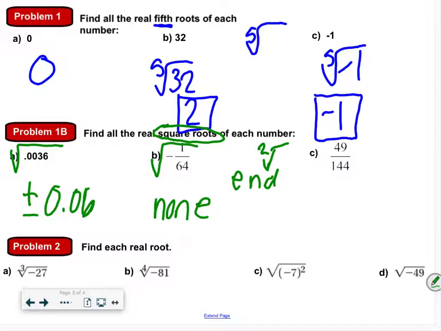Why are we doing imaginary numbers again? I said maybe. That doesn't mean yes or no. Yes, it does.